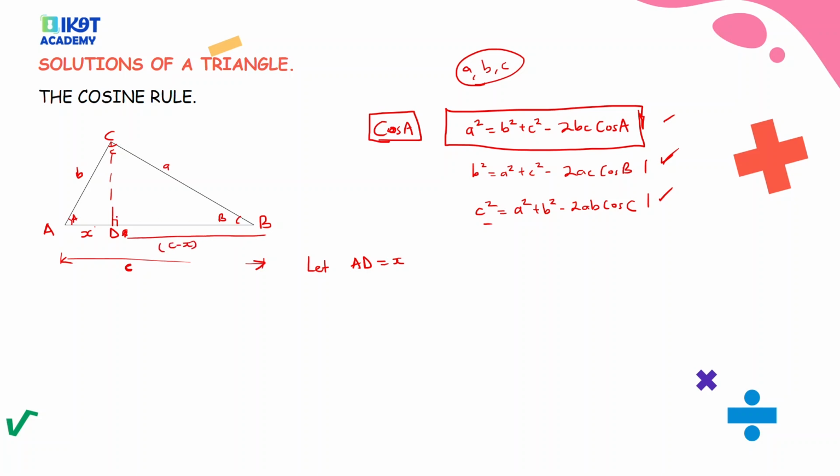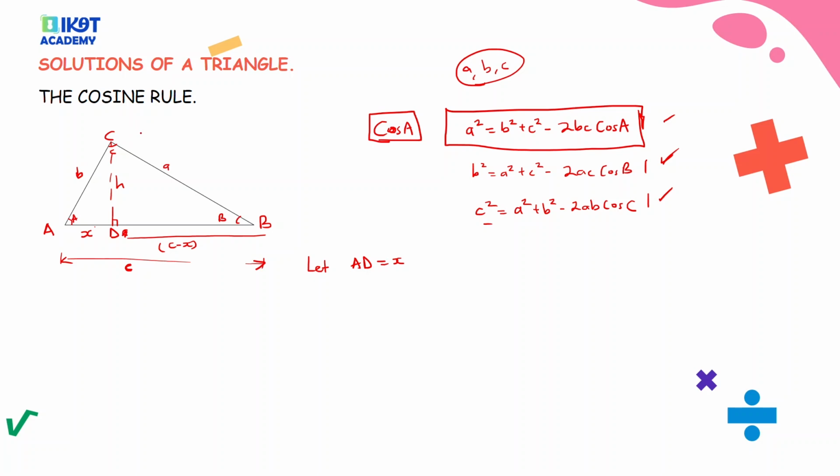Then we are going to let CD be, because when you look at this, there are two triangles, a triangle here and a triangle here, but this is the height of both triangles. We're going to just let this be h, because it's the height of this triangle and also this triangle.